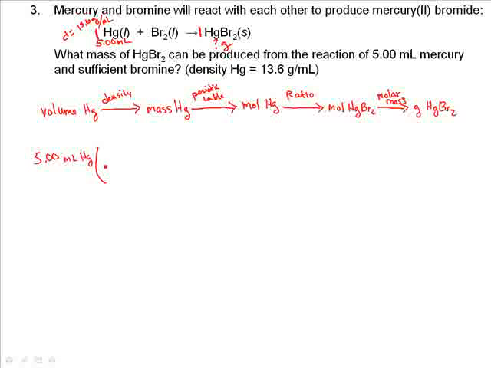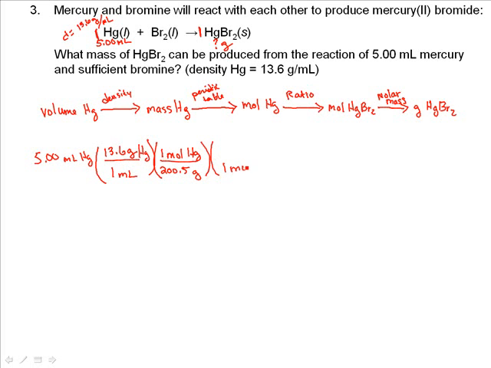All right, so we have 5 milliliters of mercury. You can use density just like a conversion factor, or you can do it in separate steps. I have 13.6 grams for every 1 milliliter of mercury. The molar mass of mercury is 200.5 grams per mole of mercury, per 1 mole of mercury. For every 1 mole of mercury, I have 1 mole of mercury bromide.